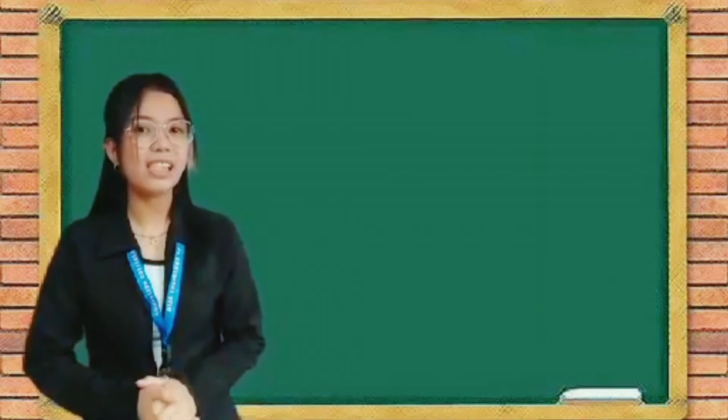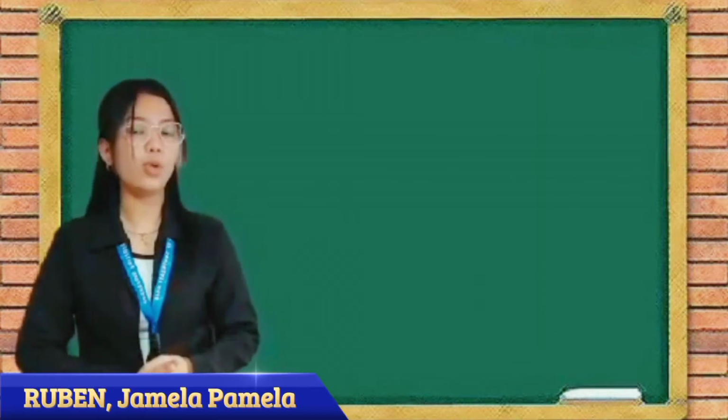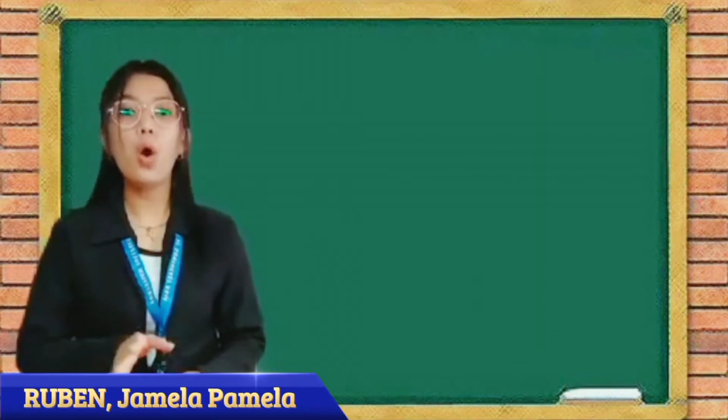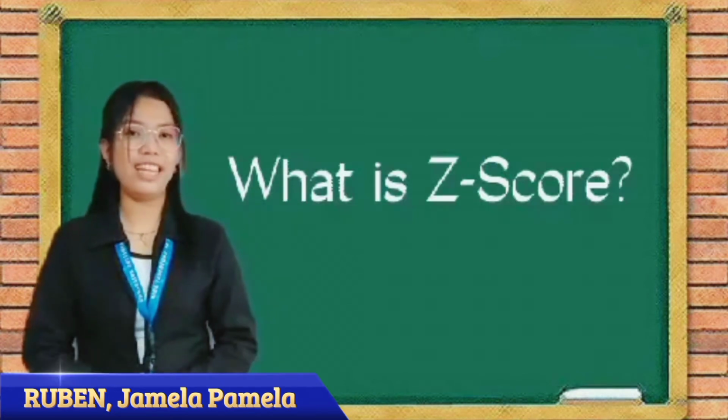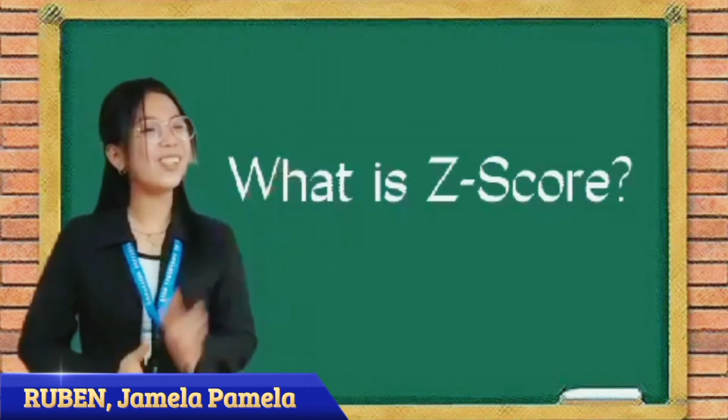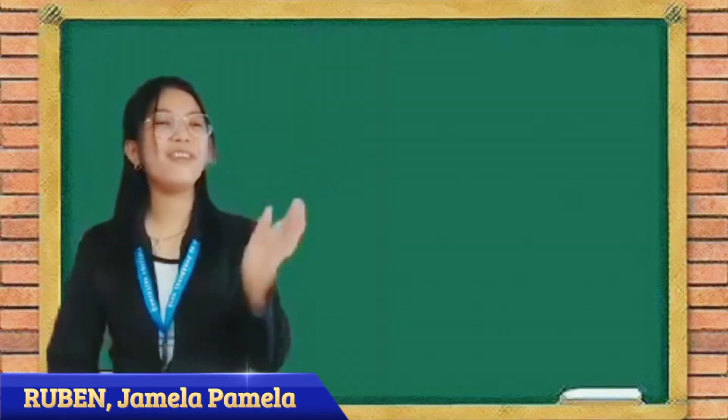Good morning, class. Now, let's talk about Z-score. But before that, who of you can give what the Z-score is? Yes, Trisha. The Z-score is a measure of relative standing. It represents the distance between a given measurement X and the mean expressed in standard deviations. It locates X within a sample or within a population. Well said. Thank you for that.